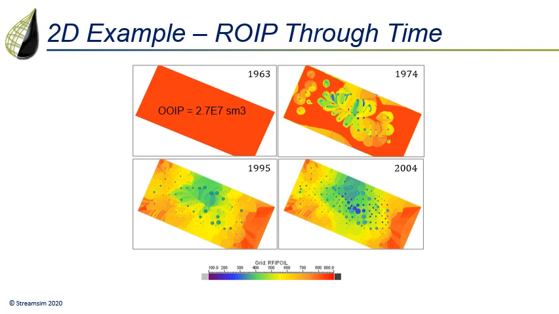Also shown are the cumulative bubbles of water injected in light blue and water produced in dark blue. Thus, consistent with the areas of water injection and oil production, remaining oil in place is reduced in those areas on the grid.